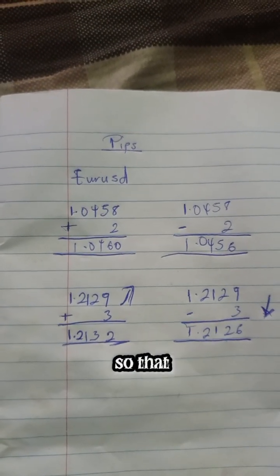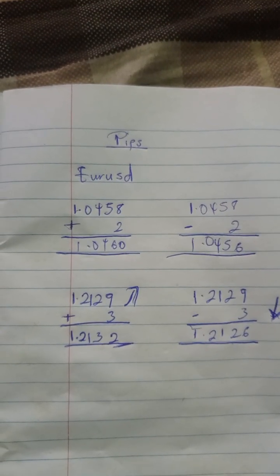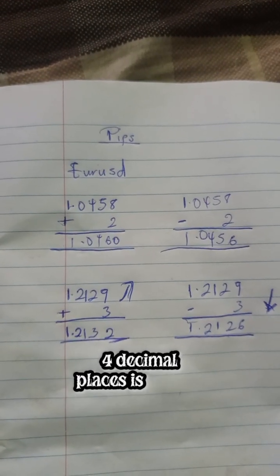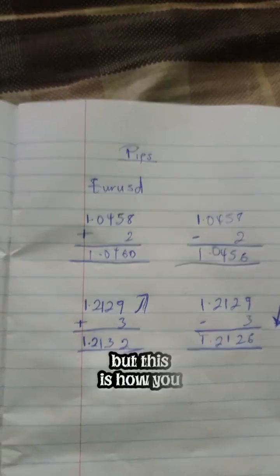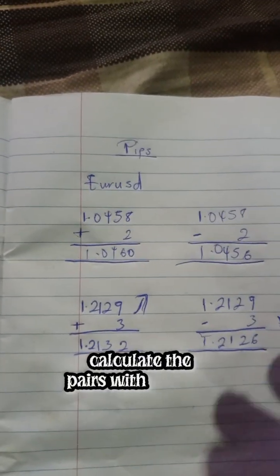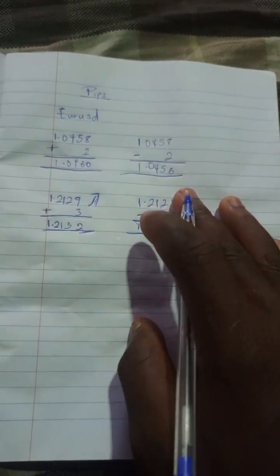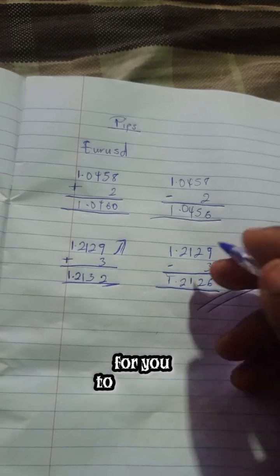So that is why the way we calculate the pairs with four decimal places is not the same way we calculate the pairs with 3 decimal places. But this is how we calculate the pairs with the 4 decimal places. This is how you do it. Subtraction and addition. You just have to know how many pips.